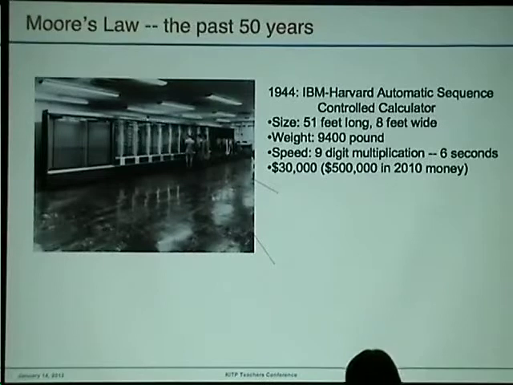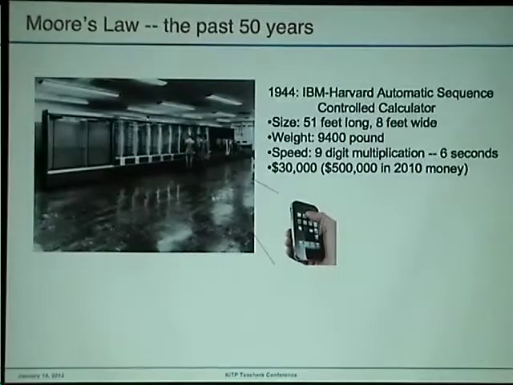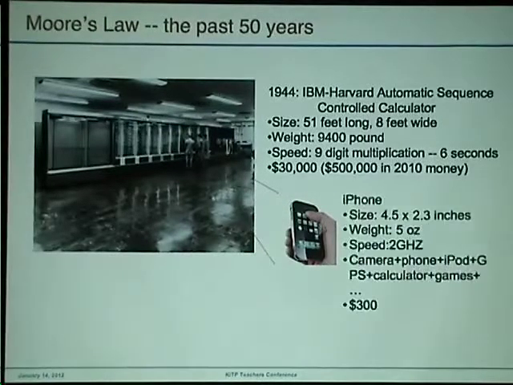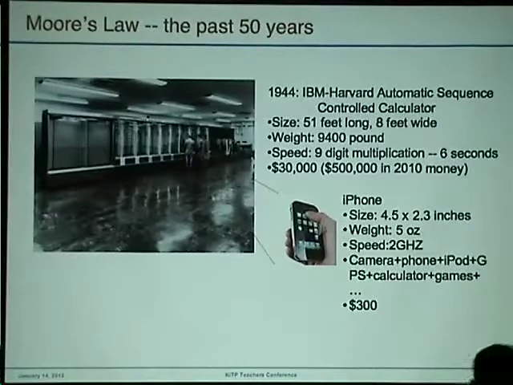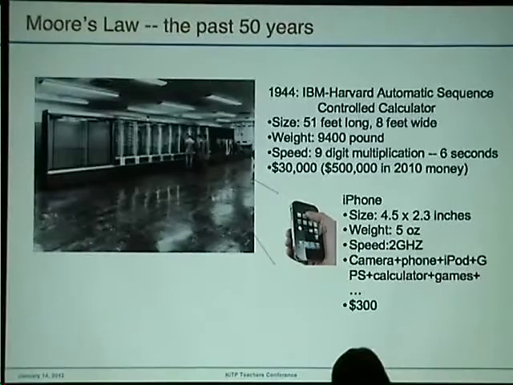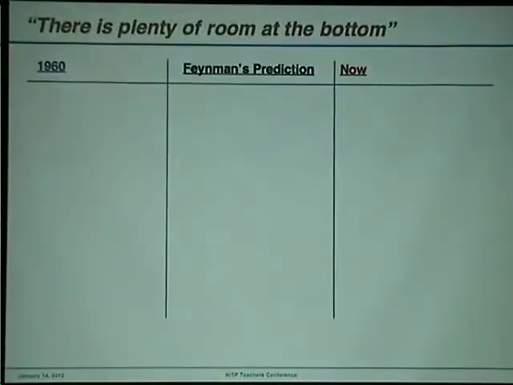And of course, everyone knows what we have now, right? We have an iPhone, which is much smaller, much lighter, and with gigahertz of computation speed. It's a camera, a phone, a music player, a GPS, a calculator, it plays games, and it keeps track of phone numbers. It's like an extended brain of ours, and it's only $300. This is huge progress we made, all because of our relentless effort to make things smaller and smaller.